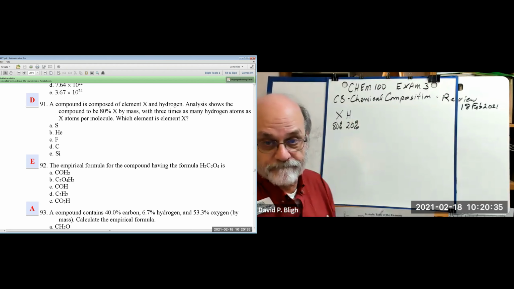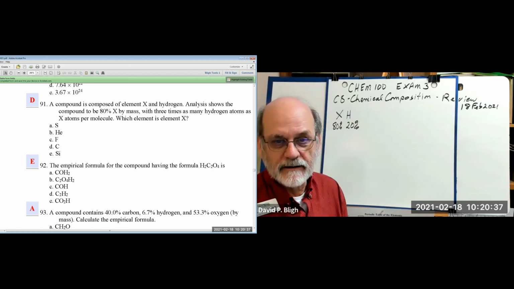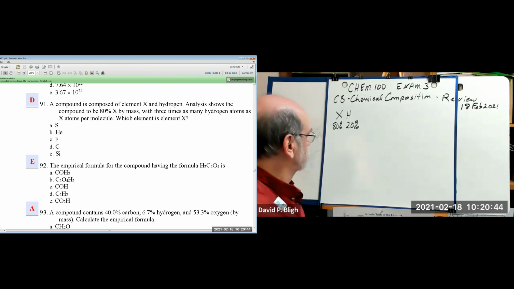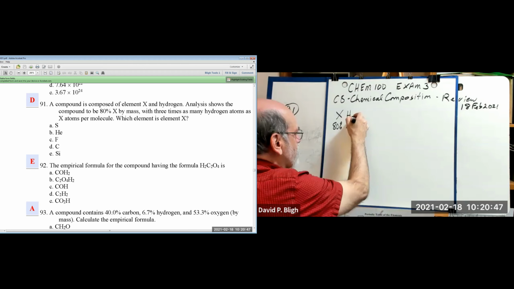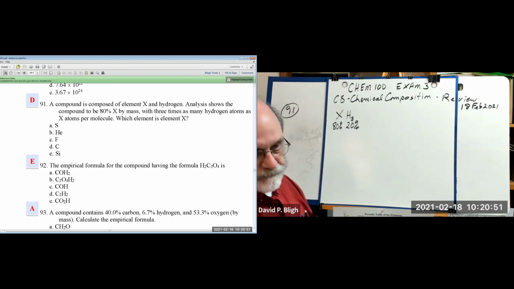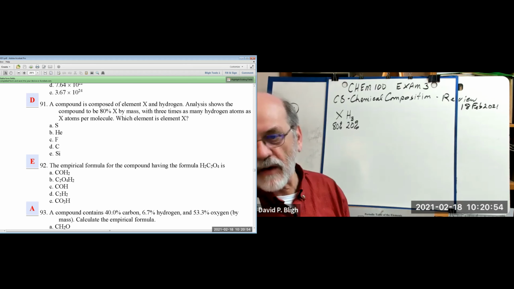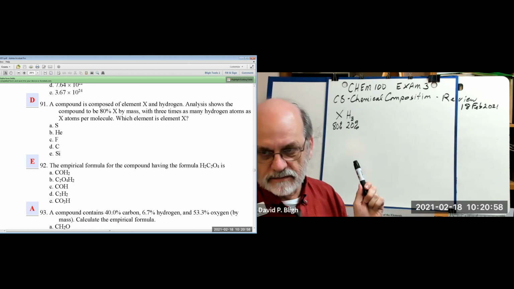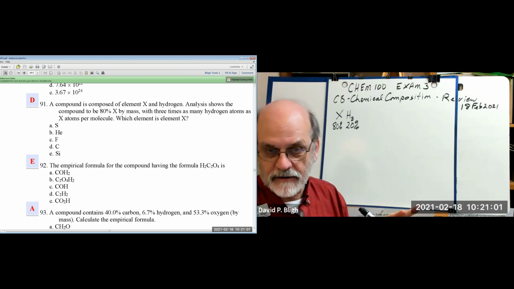Right? Okay. And with 3 times as many hydrogen atoms as X atoms. So actually we have 3 here. Like that. Now, here's the assumption that we have to make. There's only one X in that molecule. Right? Problem doesn't say that. But if that's not true, we can't answer the question. Right? Because the answer probably won't be there.